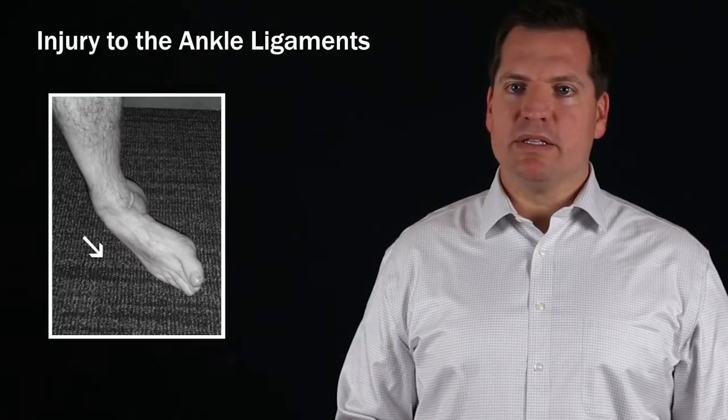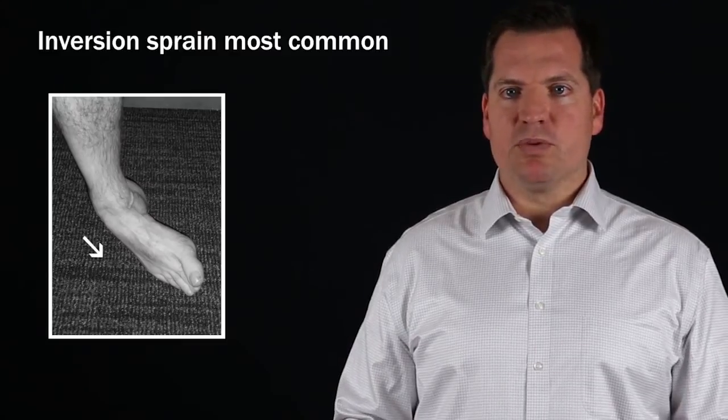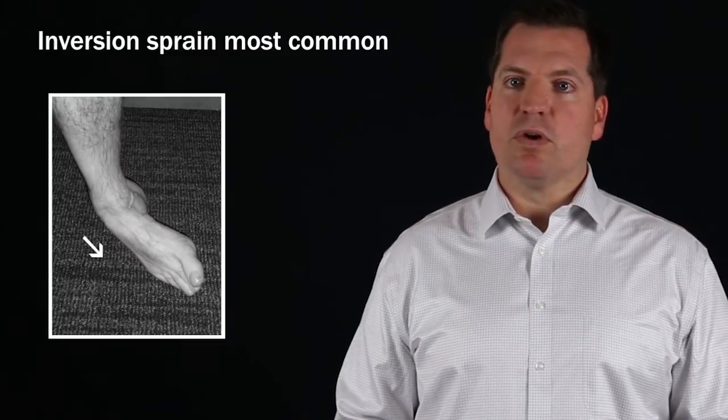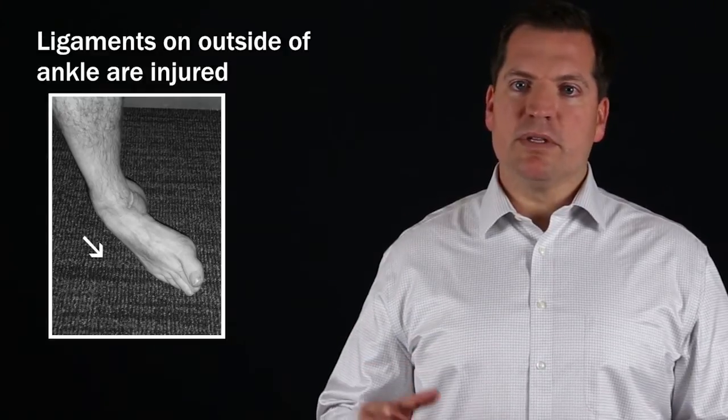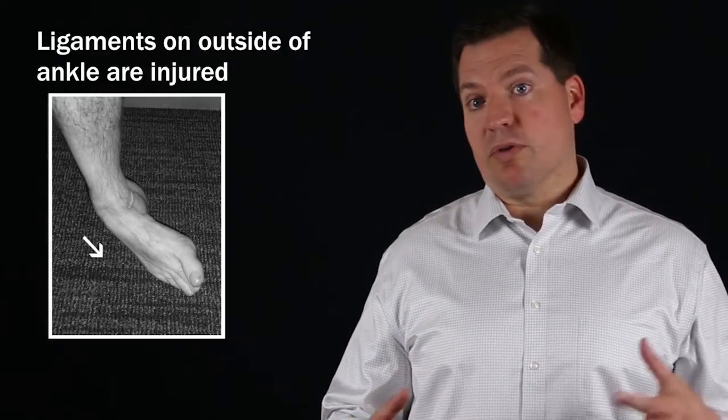So an ankle sprain is an injury to the ligaments that stabilize the ankle. The most common sprain is what we call an inversion sprain, where the foot goes inward and the ligaments on the outside of the ankle get injured, either torn or stretched and sprained.